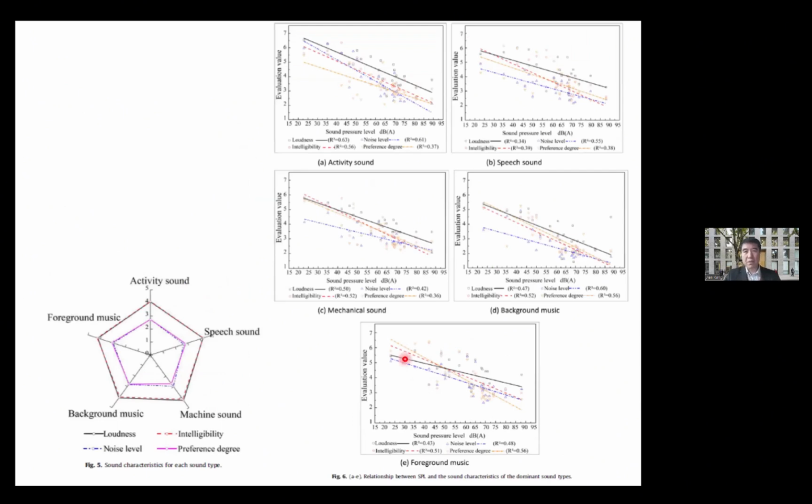Again, we did a large-scale survey to see the relation between the sound level and people's perception, because we are talking about human-centered design, so perception is very important. This is about loudness, not actual loudness but perceived loudness, and intelligibility, how clearly you can hear people's speech, how noisy it is, and preference. You can see the relation between sound level and those four aspects of subjective evaluation are quite different for activity sound, speech sound, background music, and mechanical sound, which means we should design those sounds, and foreground music, to be sound specific, not just assuming sound level will affect people's perception equally for all kinds of sound.